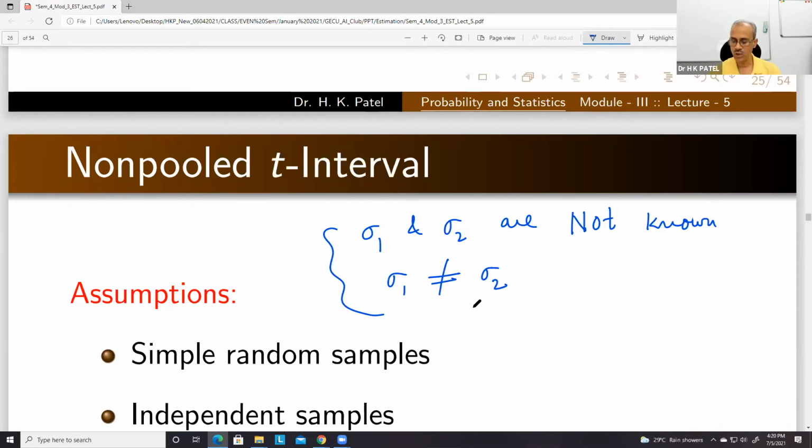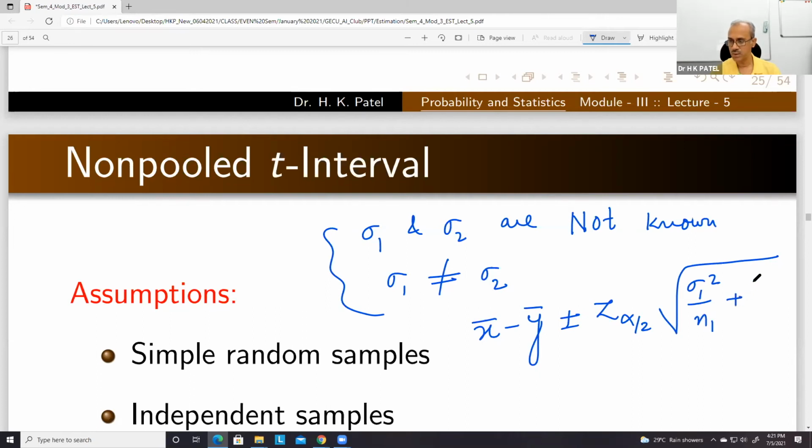So in this case, what is our original formula? The original is x bar minus y bar plus minus z alpha by 2, and this was the standard error, so this is square root of sigma 1 square upon n1 plus sigma 2 square upon n2.